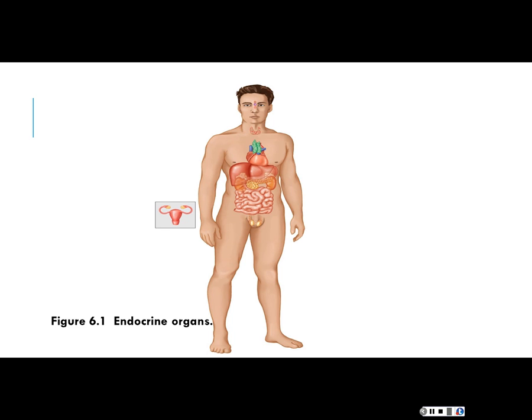Some important glands whose main job is to secrete hormones, we will call those primary endocrine glands or primary endocrine organs. Primary endocrine organs, their primary job is to do what? Secrete hormones. If a gland is considered to be a primary endocrine gland, its main job, maybe not its only job, is to produce hormones and secrete them into the blood.